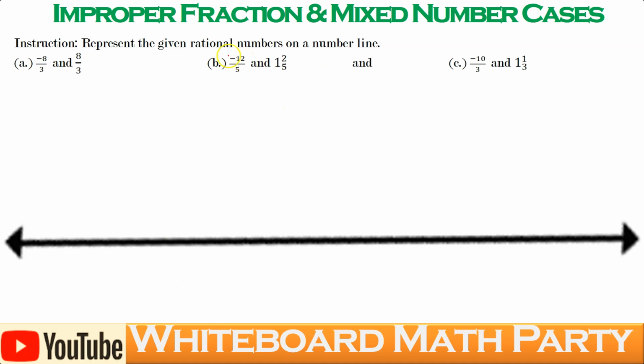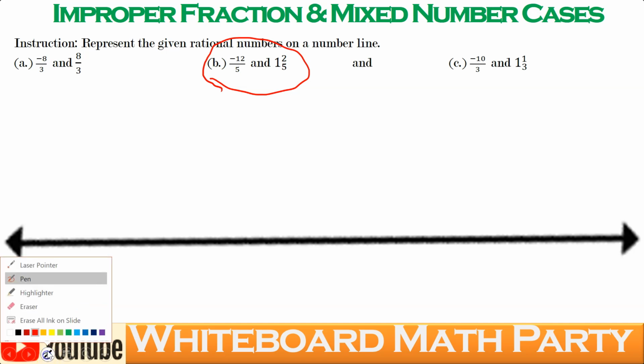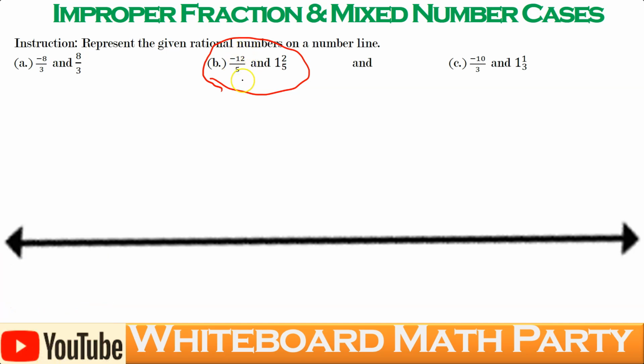Look at the question we have in B. Here we have -12/5 and 1 whole 2/5. So what we're going to do here is to change -12/5 into a mixed number, which is the same as -2 whole and 2 upon 5. The right hand side lies between 0 and 2, while the left hand side lies between 0 and -3. Therefore, our 0 cannot be at the center this time.